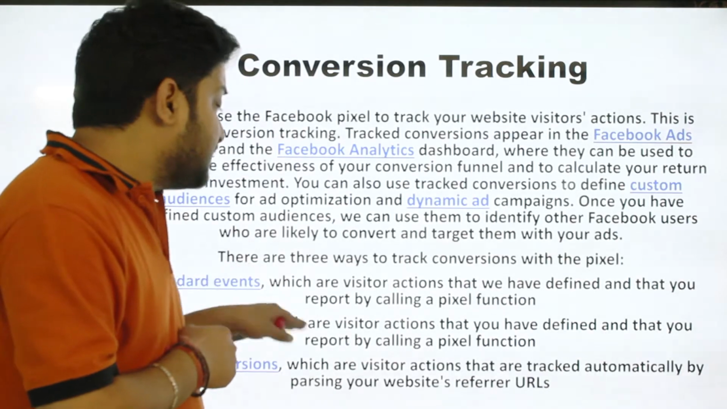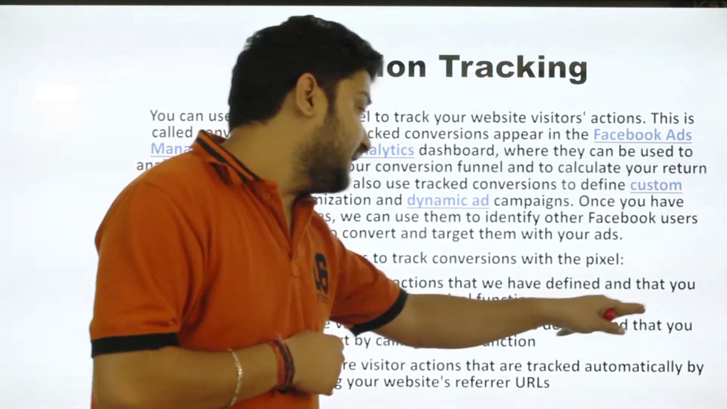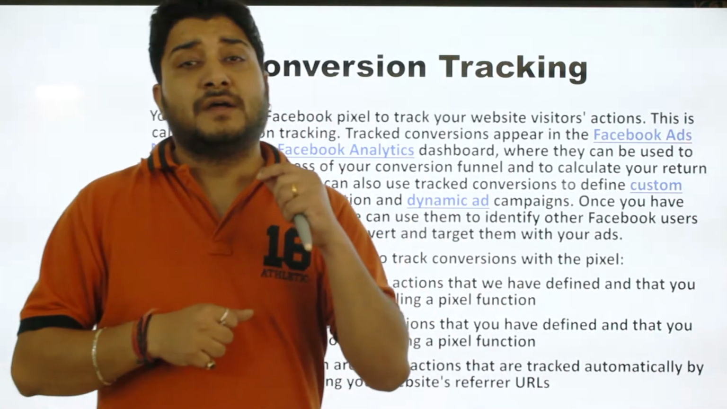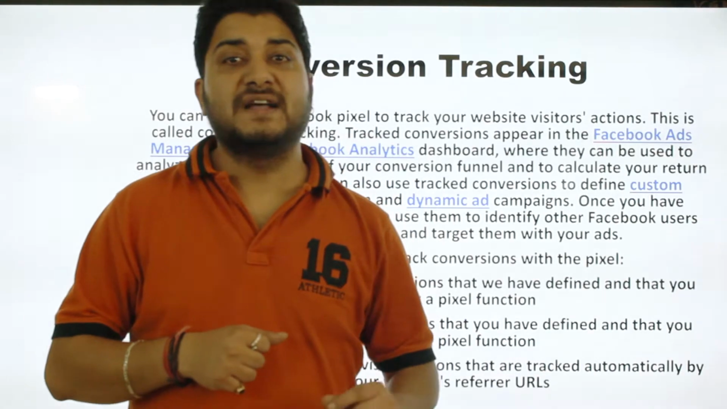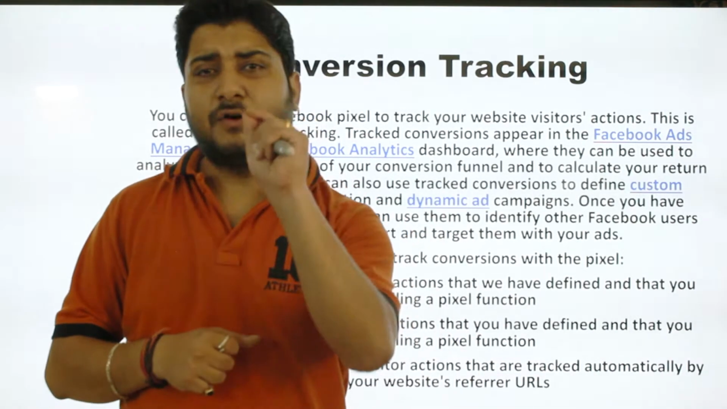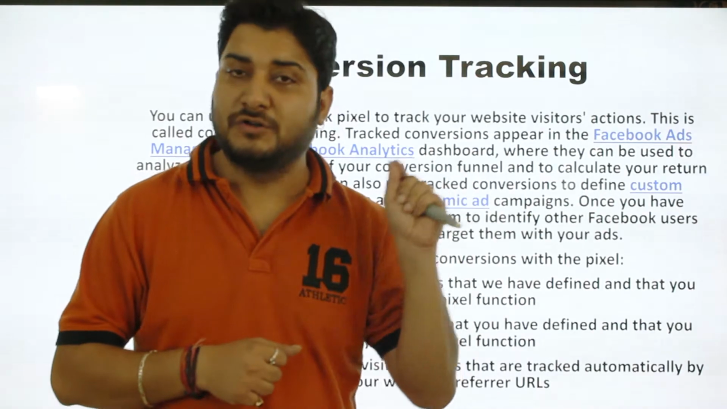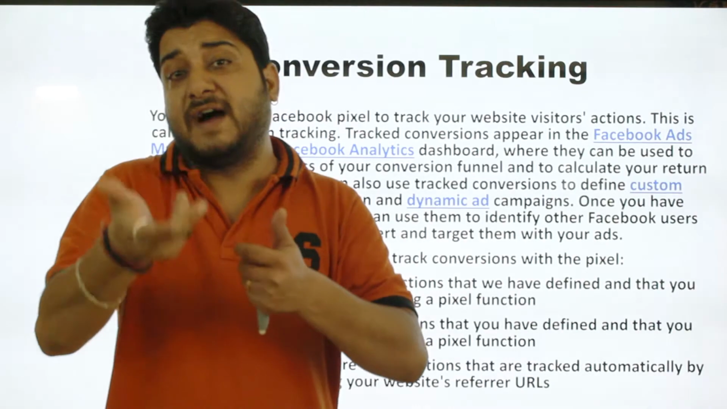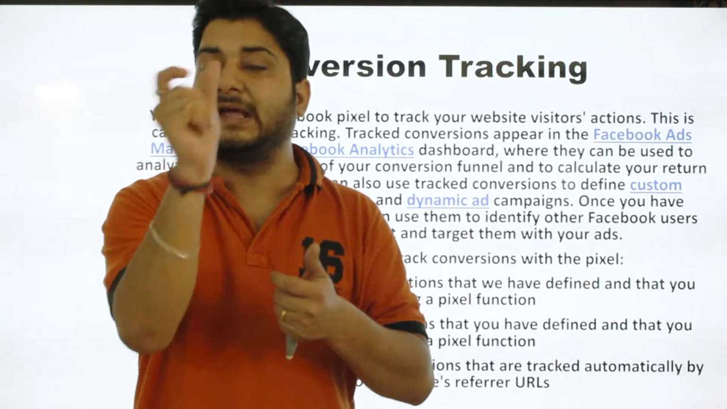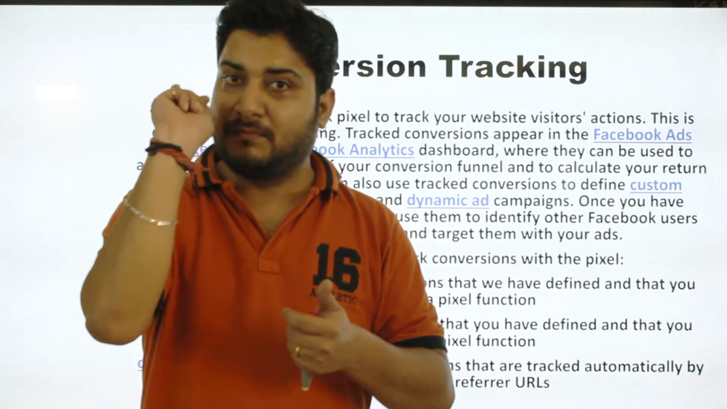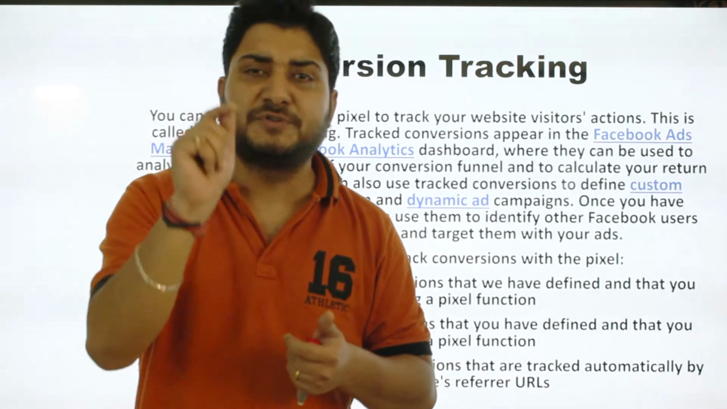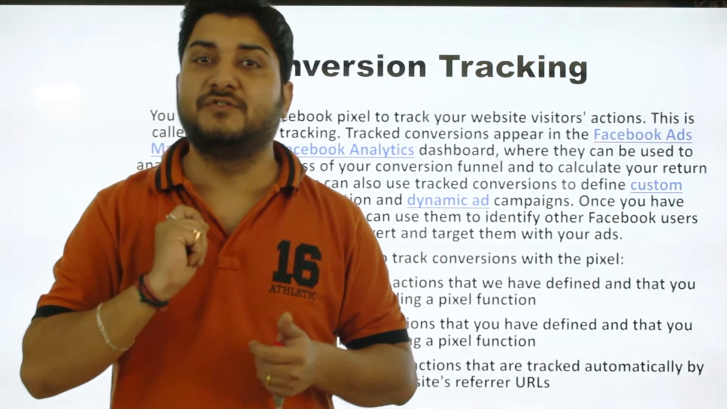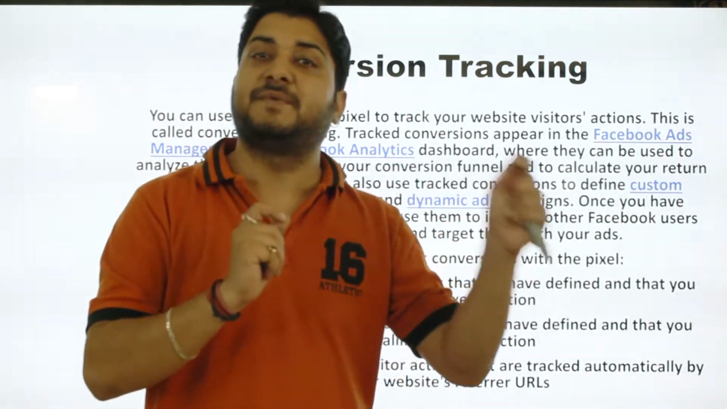Custom events, which are visitors action that you have defined that you report by calling the pixel function. Again, the custom events over here means you want to only target those users who have clicked on to buy now or have clicked onto a specific section of your website. So once the user takes an action, Facebook records the pixel fire. You will implement the pixel onto that particular click, and once the user clicks onto that particular option or button, the pixel fires, and once the pixel fires, it records that particular user.